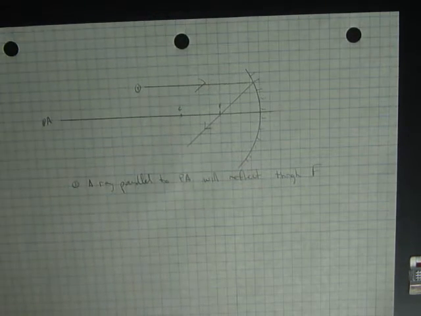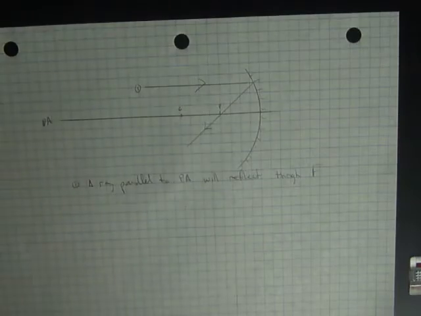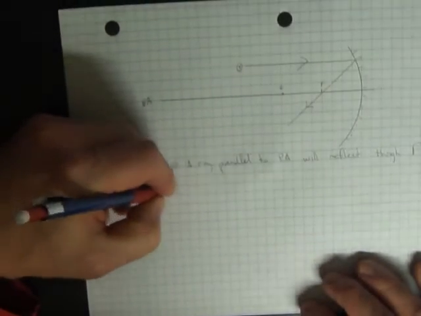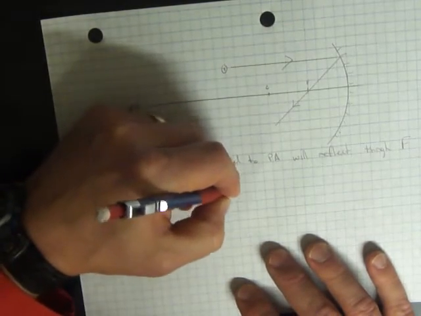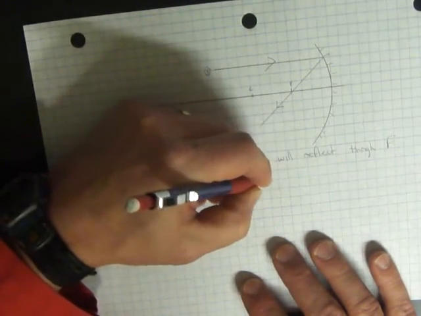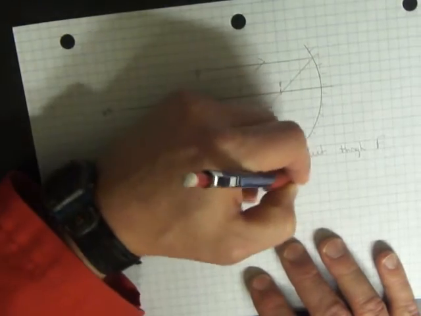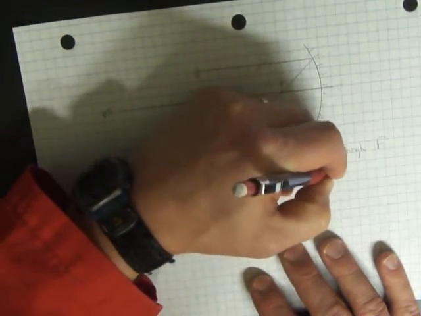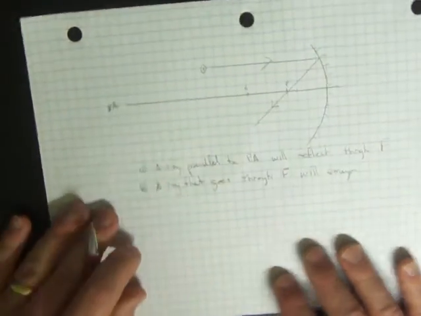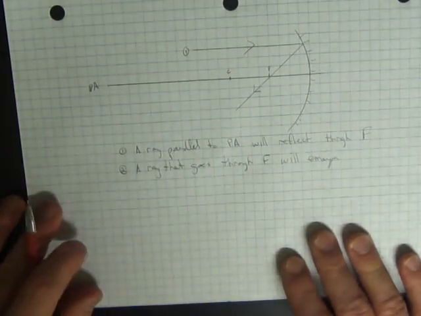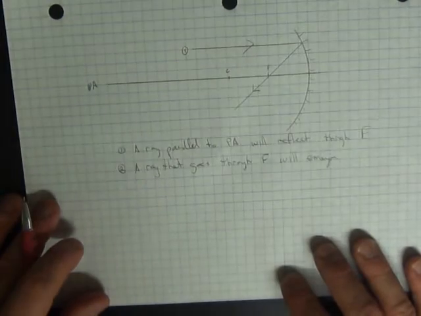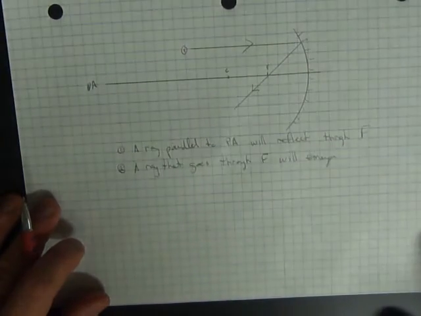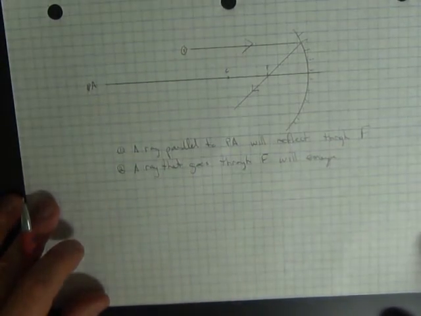And I'm just clicking ahead here so I can see what my next one is. Okay, so next, number 2. A ray that goes through F will emerge. That says emerge, by the way. That's why you must listen as well as write in this class. How's it going to emerge? Yep, Marissa? Parallel to the principal axis.